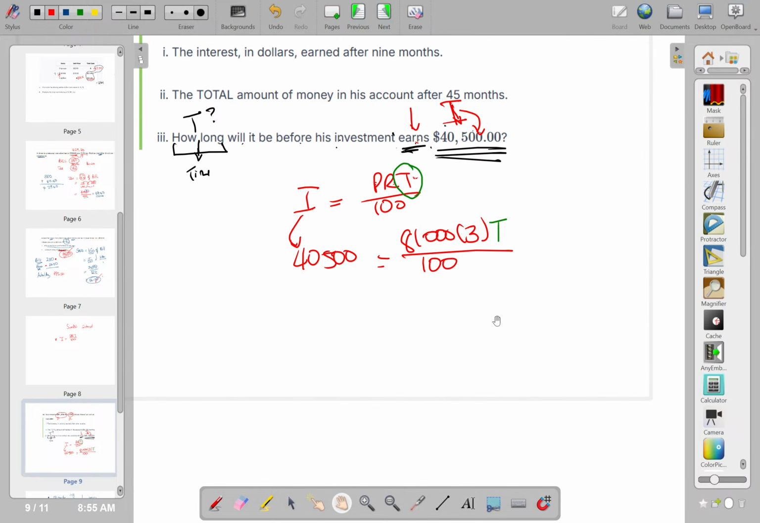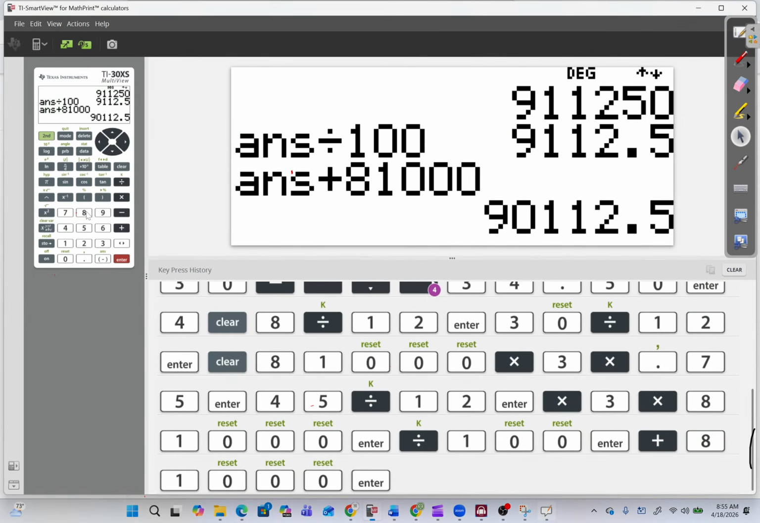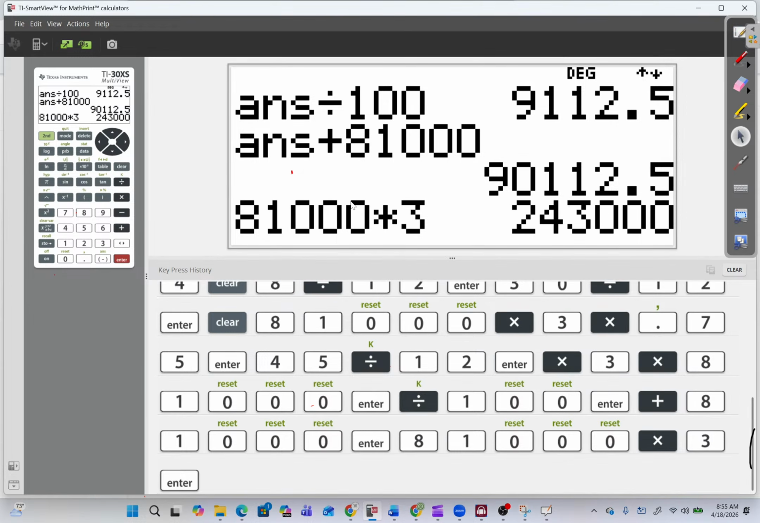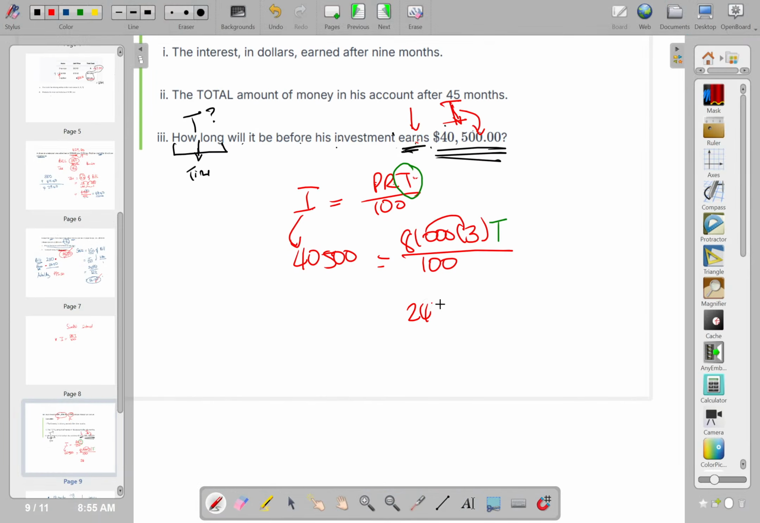So now we need to solve this equation and solve for our time. Step by step, everybody. This number I multiply with this number. So what's 81,000 times 3? 81,000 times 3 gives me 243,000. So 243,000 times t gives me 243,000t. Hope everybody understands that. Yeah?